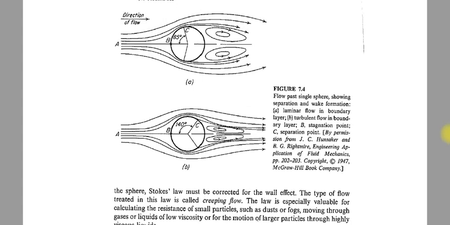And sometimes if the shape of the body is such that this point cannot be moved towards the end of the body, like in the case of a disc or a half sphere, then the drag coefficient will remain constant with increasing Reynolds number, and those types of bodies are called bluff bodies.